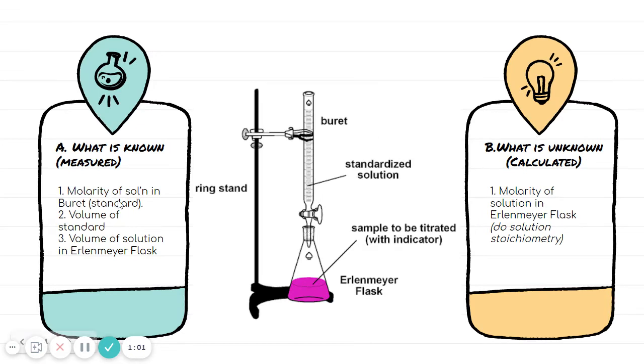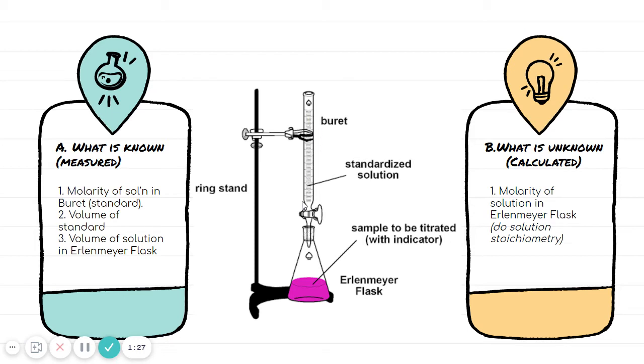What is known, or at least what's going to be known in our experiment, and what is typically known, is the molarity of the standard. So whatever we put in the burette is what we call the standard solution. The volume of the standard. Again, in the burette is going to be one of the solutions, the acid or the base, but we call it the standard. And then you're going to fill it up to an initial volume.